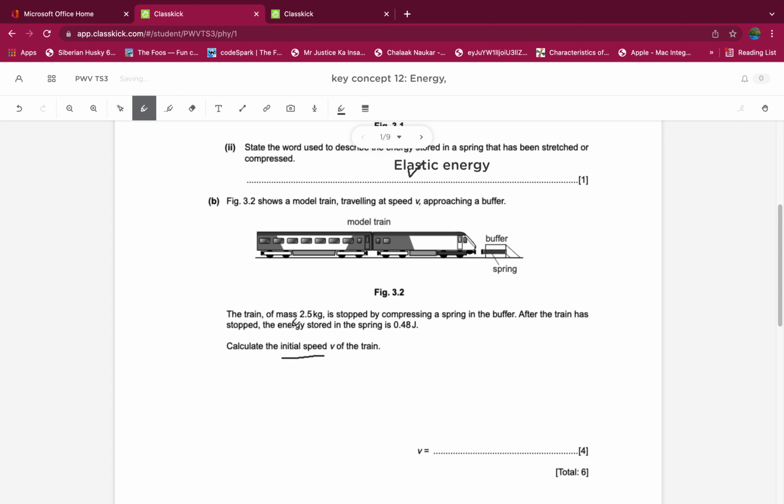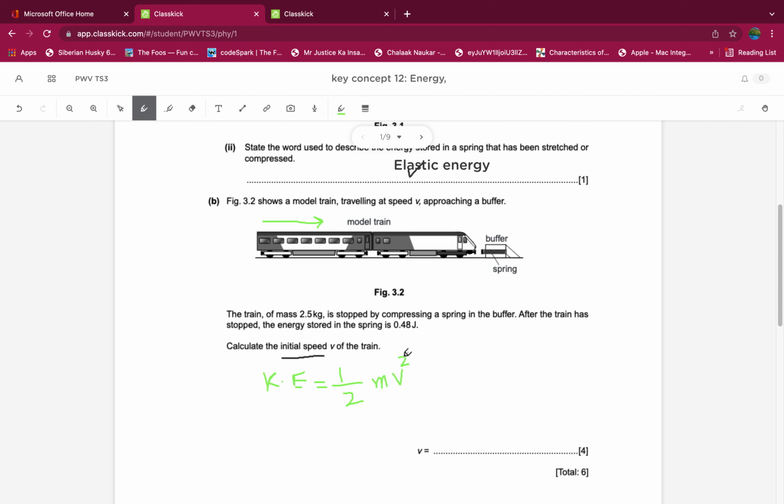Because we are concerned here with the initial speed of the train: when the train was moving, what type of energy does it have? It has kinetic energy. And what is the equation we use for kinetic energy? Kinetic energy is equal to 1/2 mv square. This equation will be used to calculate the initial speed of the train. The energy that is stored in the spring is 0.48 joule. Where does this energy come from? It comes from the kinetic energy.